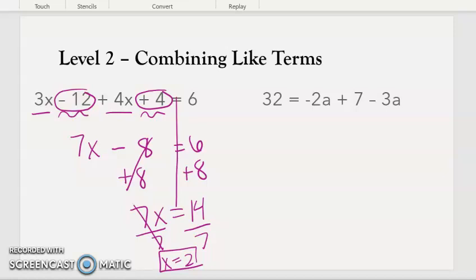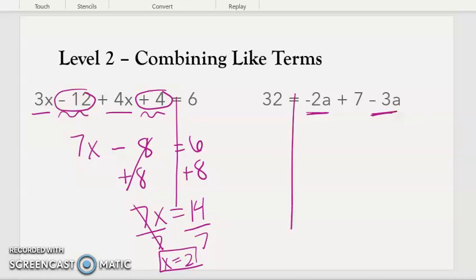If you want to pause and do it on your own first, go for it. If not, just listen to me. Since there's just a number on this side, I obviously can't subtract it or combine it with anything, so we're just going to leave that alone. Here's an a on this side, negative 2a. Are there any other a's on that side?